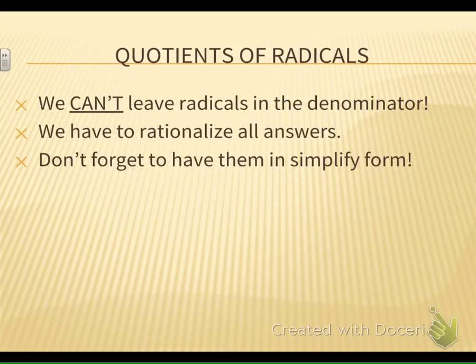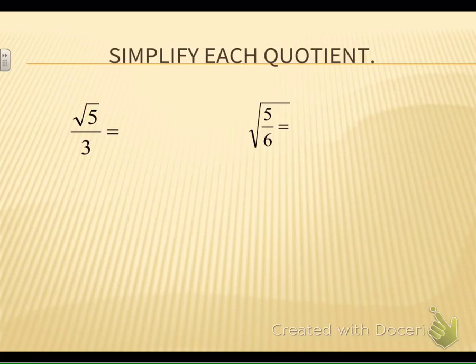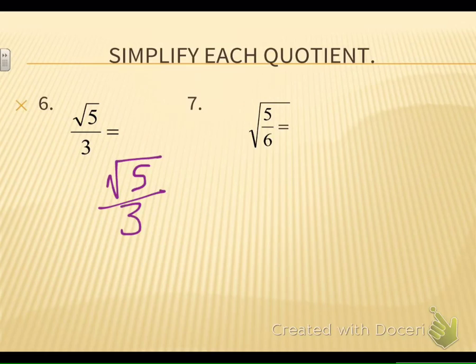Alright, quotients of radicals. We can't leave radicals in the denominator. We have to rationalize all answers, and don't forget to have them in simplified form. Okay, so to simplify this, you're just going to leave it. Actually, it is. There's nothing to it. Oh, my bad. Let's do this. Never mind. It'll just be root 5 over 3 is your answer.